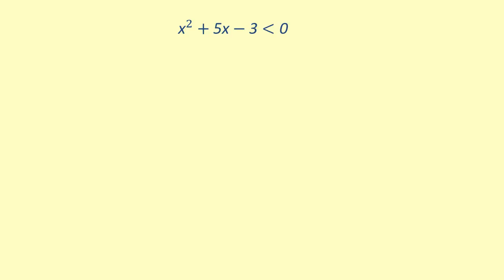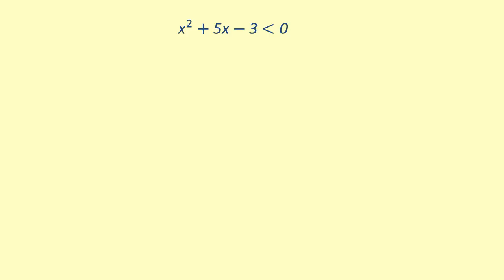We have seen how to solve a quadratic inequality with one variable graphically and by factoring. Now we will look at an example where we can't factor the quadratic function to find the critical values. Just like situations where we can't simply factor a quadratic equation, we can still find the zeros by using the quadratic formula. Let's see this in practice by solving x squared plus 5x minus 3 is less than 0.